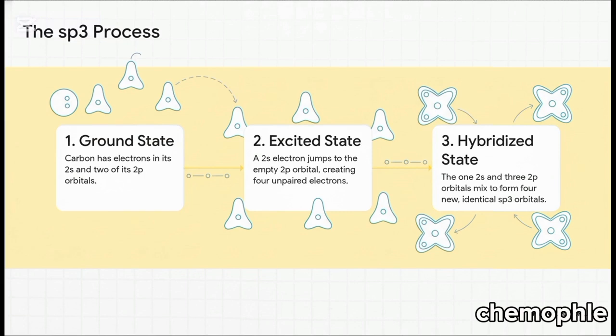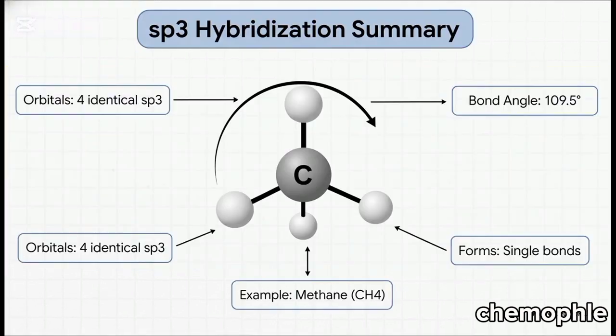An electron jumps up to an empty slot. Now it has 4 electrons all ready for action. And then the magic happens. In the hybridized state, that 1 s orbital and those 3 p orbitals all blend together. And poof, you get 4 brand new, perfectly identical sp3 hybrid orbitals. And there you have it. Our methane puzzle is solved.